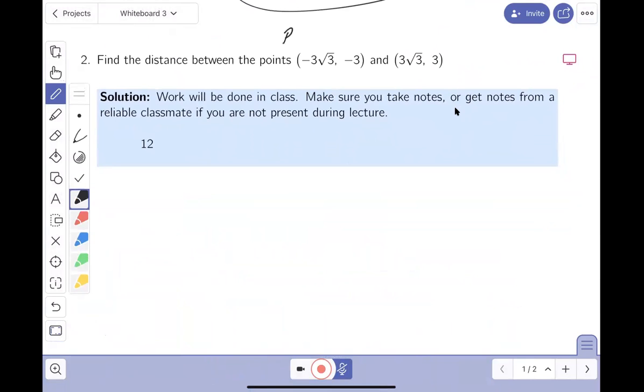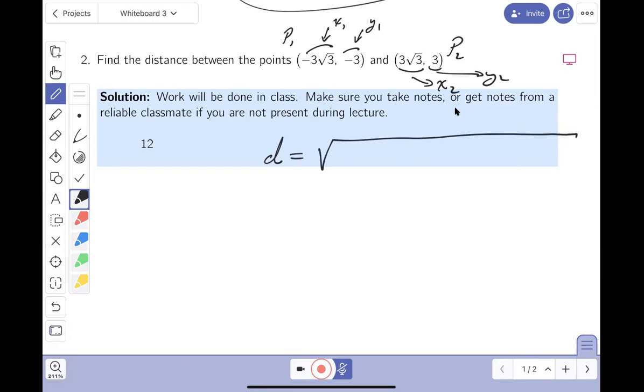So I'll call this P1, which means this thing here is X1, and this thing here is Y1. And I'll call this thing over here P2, which means this thing here is X2, and this thing here is Y2. What's the formula? Well, distance is going to be complicated, isn't it? It's going to be, let's see, X2 minus X1 quantity squared plus Y2 minus Y1 quantity squared.